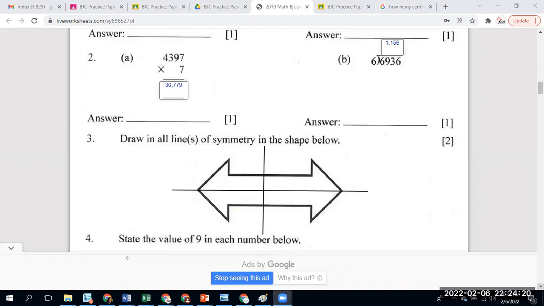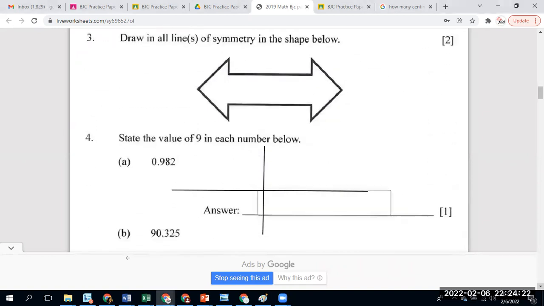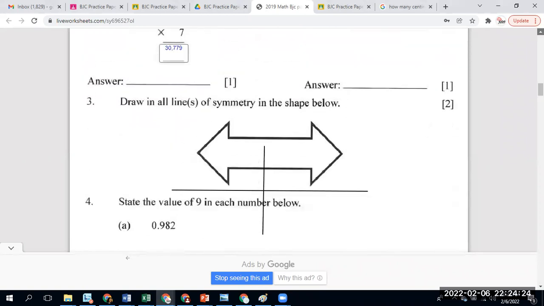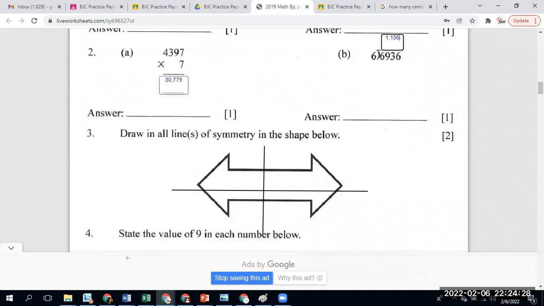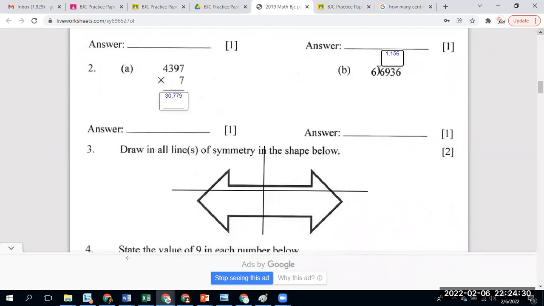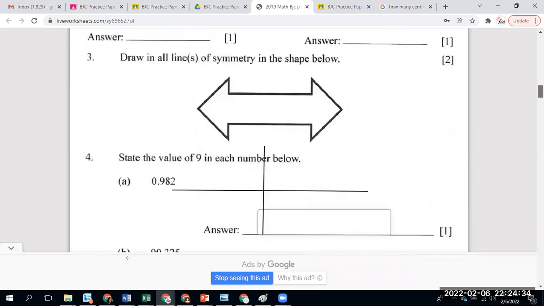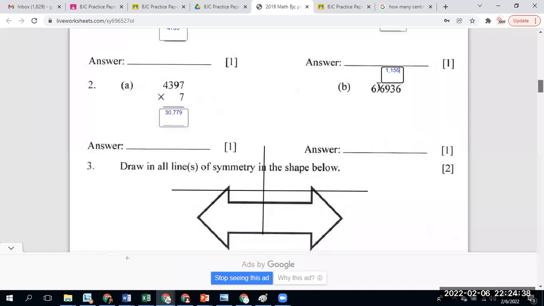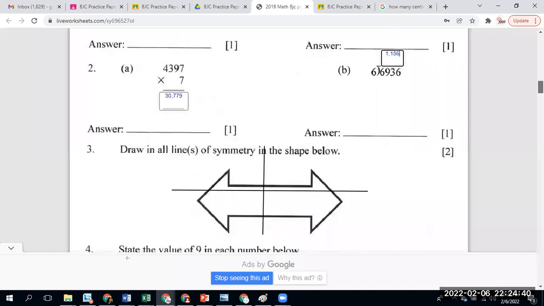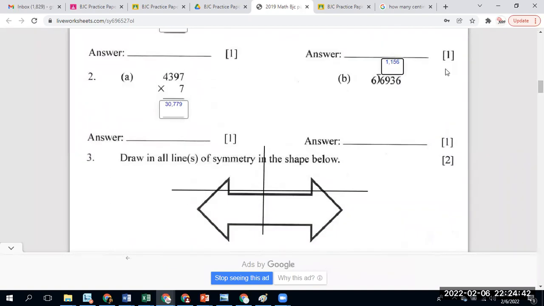Moving on. Oops, it doesn't want to stay. So you get the gist of it. It doesn't want to cooperate. But basically, it's the 2 lines of symmetry, the 2 ways you can split this figure in half.